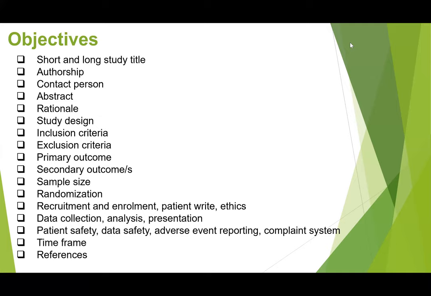talked about. So the objective of today is to talk about short and long study title, about gathering the authorship, and how to create a contact person, writing the abstract and rationale, the study design, the inclusion and exclusion criteria, the primary and secondary outcomes, the sample size and randomization, the process itself of recruitment and enrollment, and how to collect the data, analyze it, and then how to present it, patient safety, data safety, adverse event reporting, complaint system, the time frame, and then the references. And I hope at the end we'll do some practice.